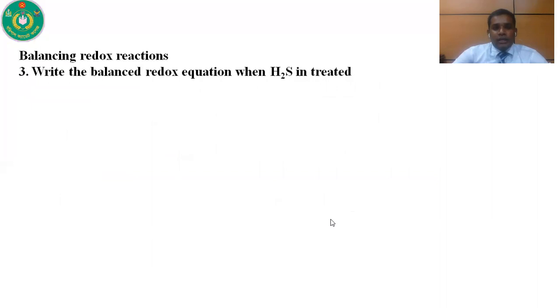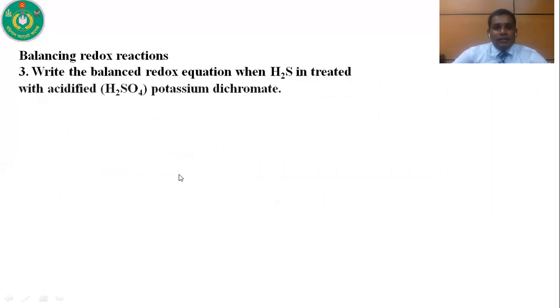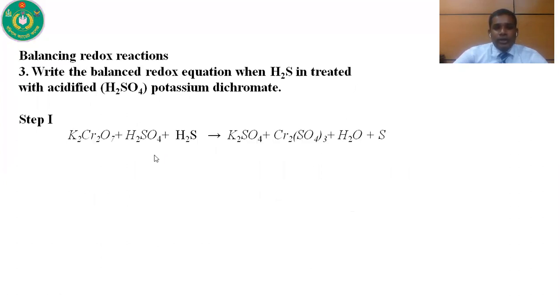Another example for your better understanding: balance the redox equation when hydrogen sulfide is treated with acidified potassium dichromate. In the case of potassium dichromate, we need to write down the reaction properly. Potassium dichromate reacts with sulfuric acid and hydrogen sulfide. We get potassium sulfate, chromic sulfate, water, and sulfur.